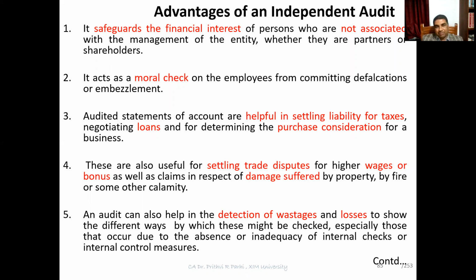Audit also helps in detection of wastages and losses. In the process of auditing, all the transactions and all the activities of the entity get checked. So this throws some light if there is some wastage, excess wastage or abnormal wastage, which can also be easily found out through ratio analysis, which is also done in the process of auditing.